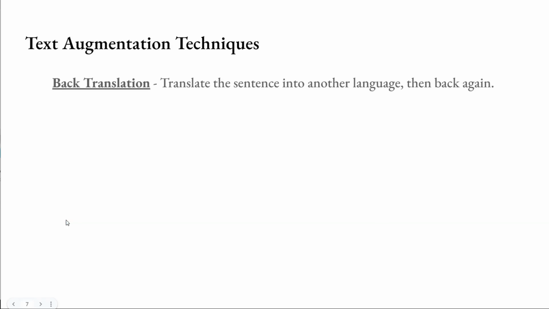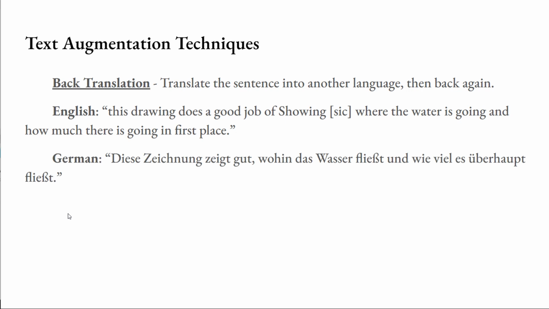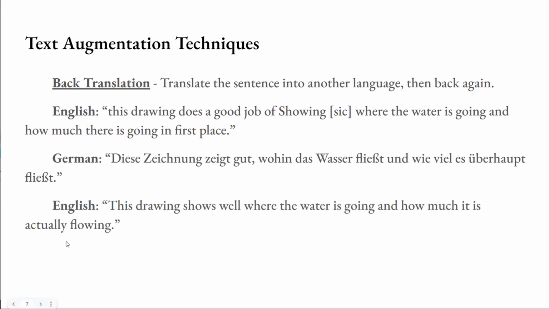One common text augmentation technique is back translation. Here, we take a sentence written in English, and this example is actually a student response from our data in this experiment, and next we translate that into German or another language, and then back to English again. This leverages the power of language translation, which is a feature of BERT.